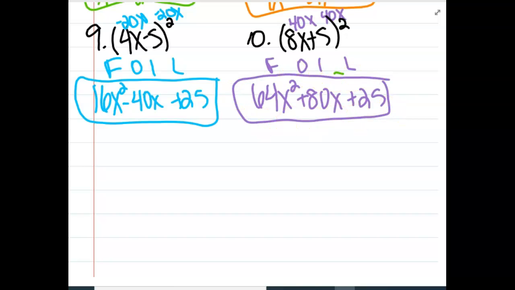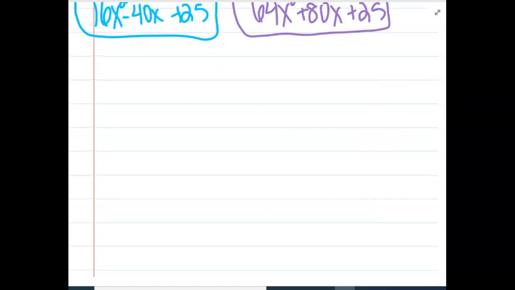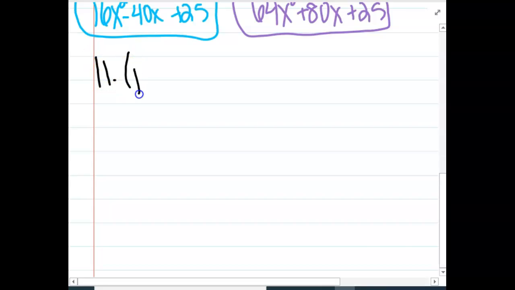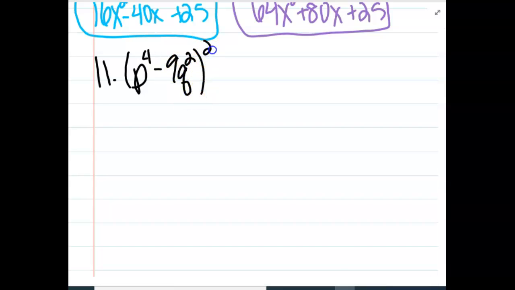So this pattern takes a little longer to just kind of understand and digest, but once you understand it, it's almost as easy as the other one. Okay, just a few more. Okay, number 11, let's do p to the fourth minus 9q squared, squared. Yikes. Okay.